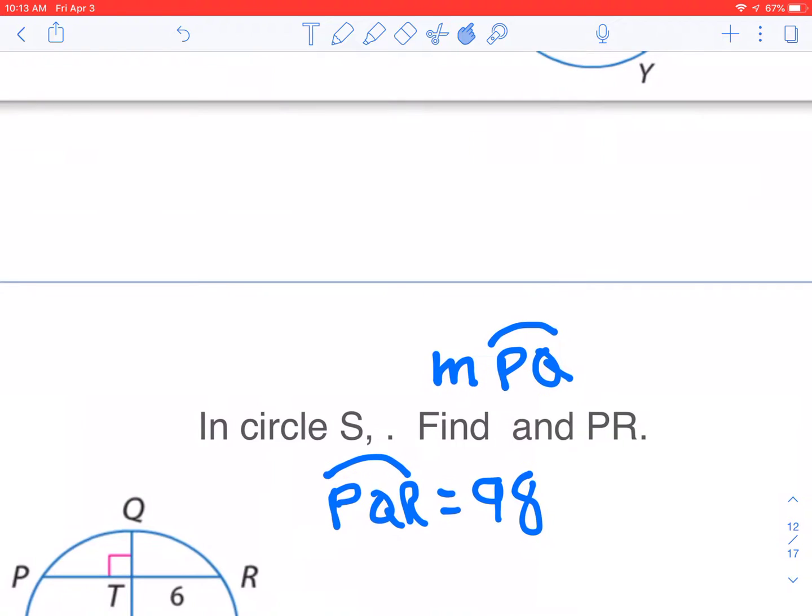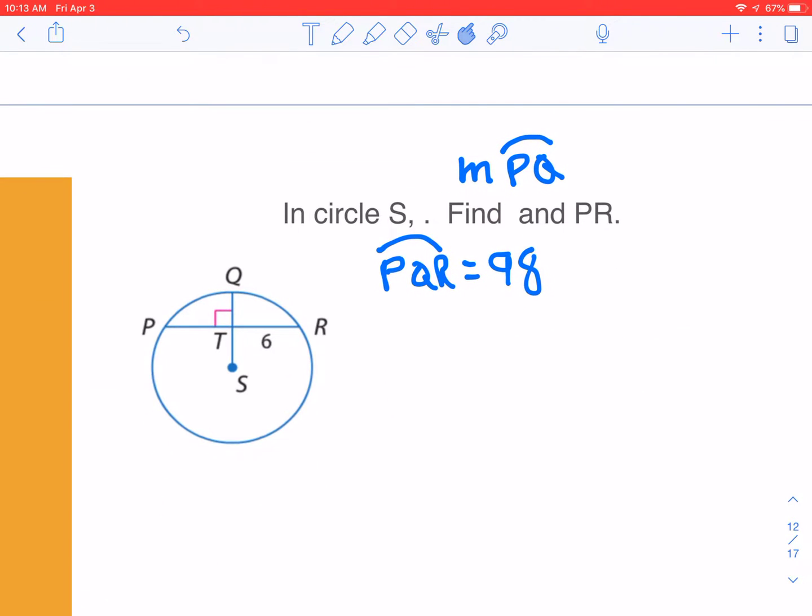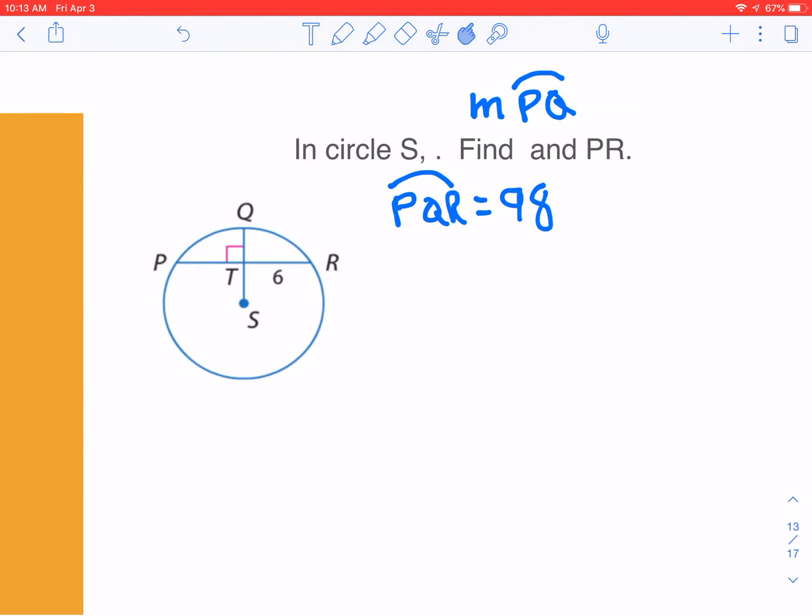Okay, a couple examples. These got deleted out of this when I uploaded it for some reason. So it says in circle S, arc PQR is 98. So this arc right here is 98. Find PQ and PR. I'm going to undo that, and I'm going to highlight it. And then I'm going to write my 98 up here.